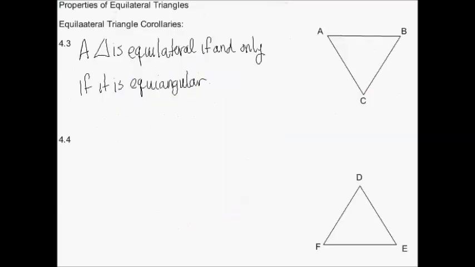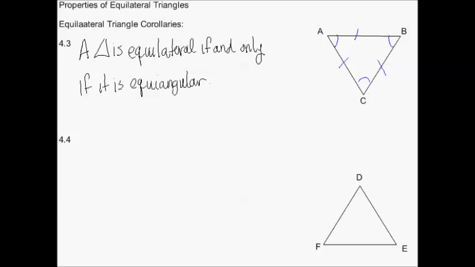A triangle is equilateral if and only if it is equiangular. You can't be equilateral and then have different angles, and you can't have equal angles and then have different length sides. And it follows from the isosceles triangle theorem, because if these two sides are the same length, then these two angles are the same. If this is an equilateral triangle, if these two sides are the same length, then these two angles are the same. And if these two sides are the same length, then these two angles are the same. So it forces every side and every angle to be the same.